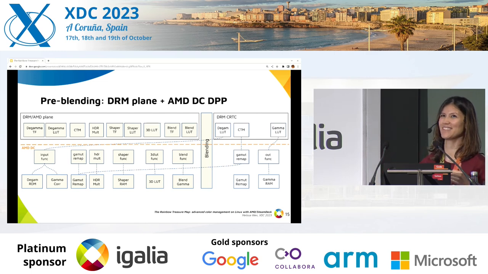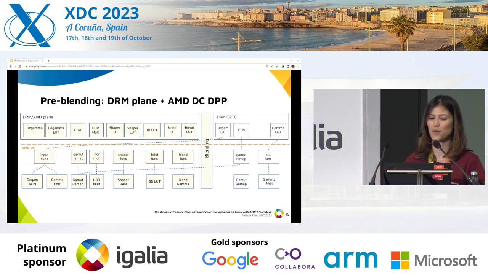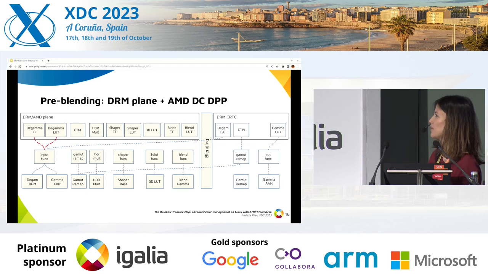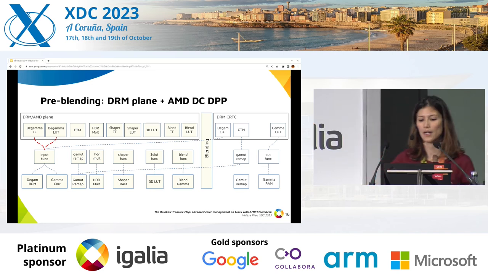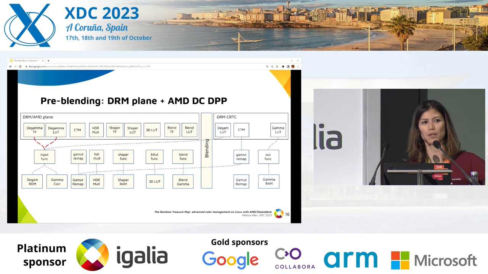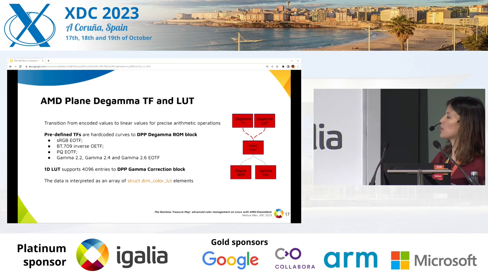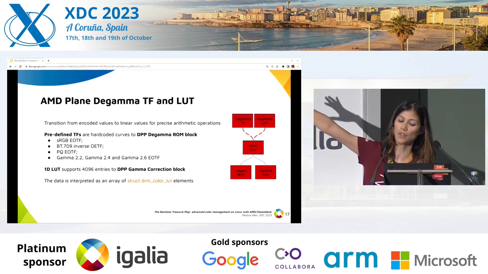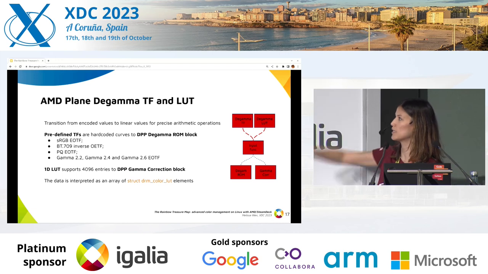I can say that it was not like that, because we built this pipeline and discovered our needs throughout each iteration. But okay, the first property was the plane D gamma. It was our first driver-specific property before blending. It's used to linearize the color space from encoded values to light linear values. Here we can use a predefined transfer function and also a user lookup table. I will call them TF and LUT from now.